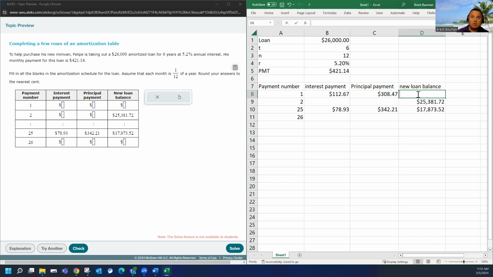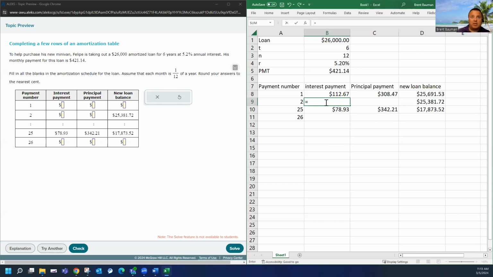So our new loan balance is the starting balance minus the principal payment. So we're not subtracting the total payment of $421.14 because a part of that is the interest. Okay. So our end balance after our first payment is $25,691.53. Okay.